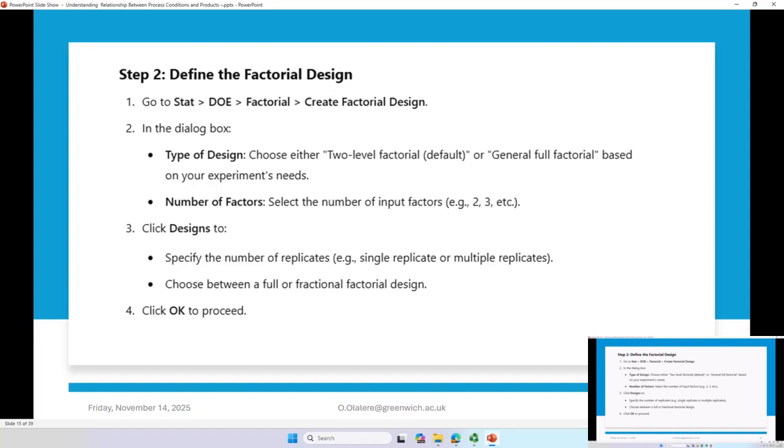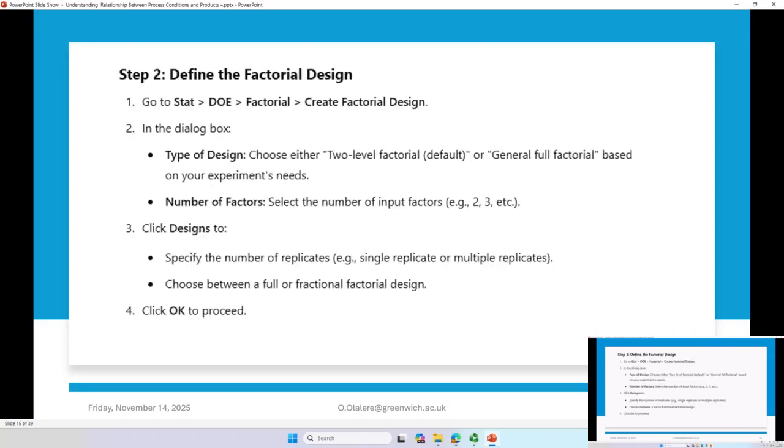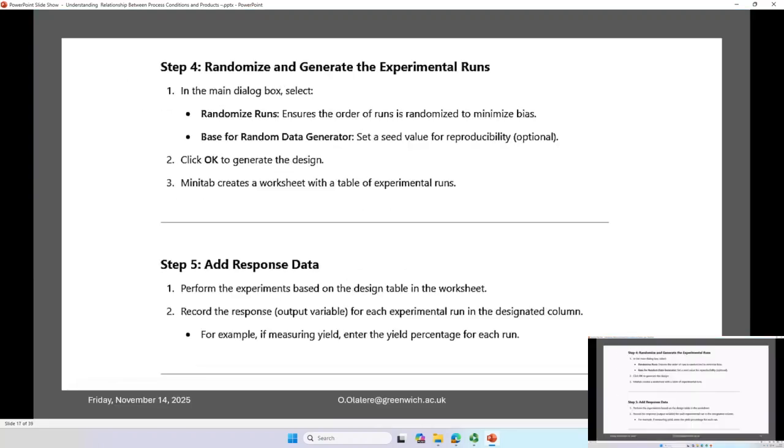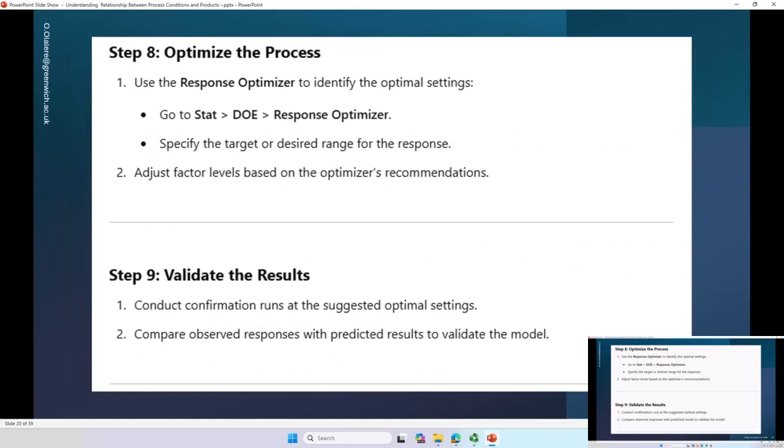So now, in the dialog box, type of design, you choose the type of design. Then you click the number of factors, the parameters you are dealing with. So define the factors and the labels. In fact, without teaching you, you can actually follow this too, depending on the project you are dealing with. Then randomize and create the experimental run, record the response, analyze the data, and so on and so forth. Review the results. So let me give you an example of some of the results I got. Let me see online if I saved it.